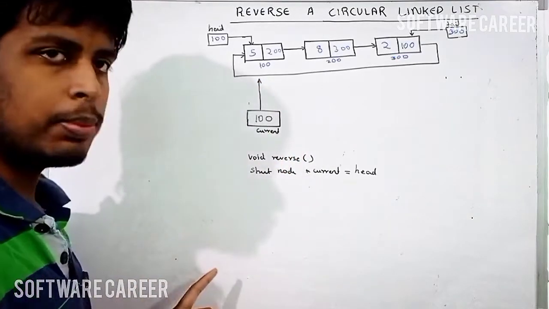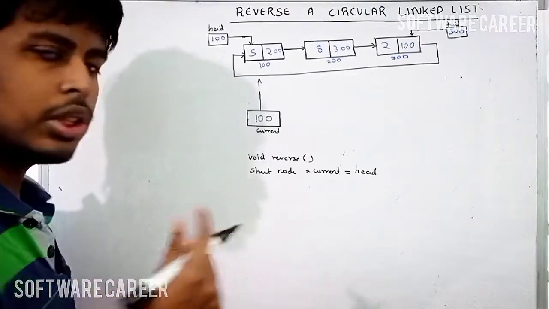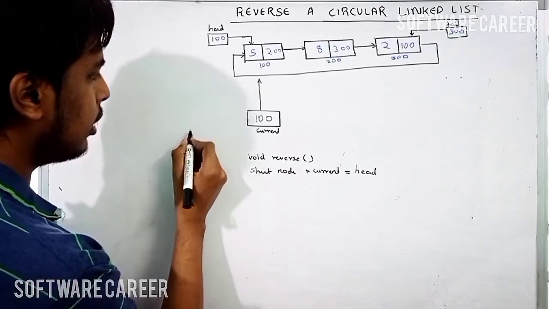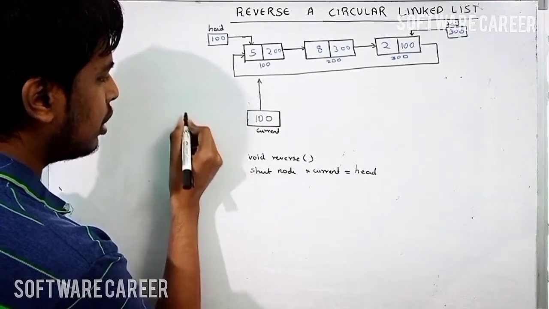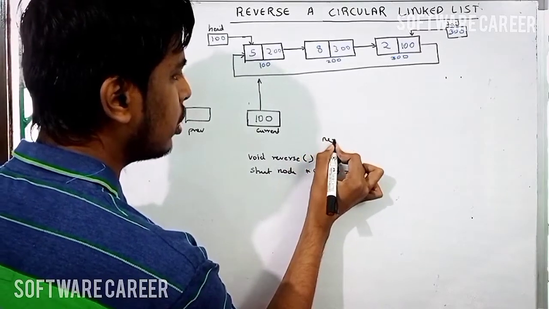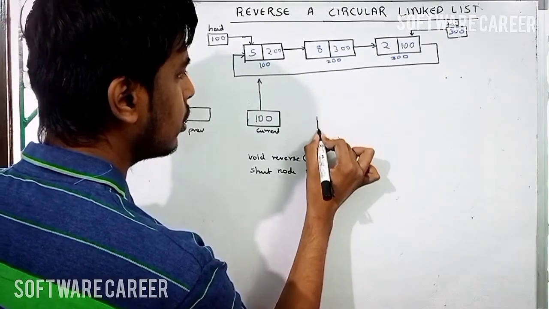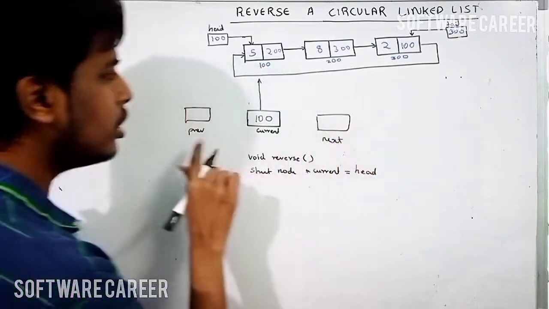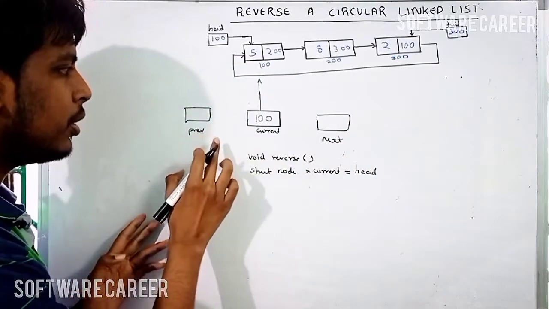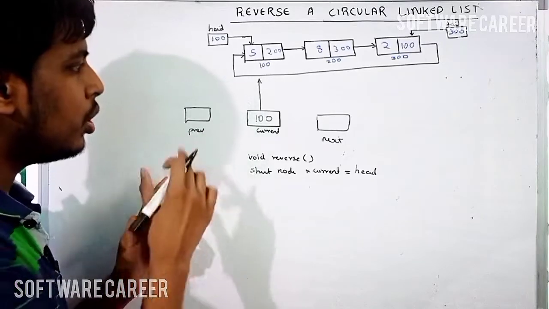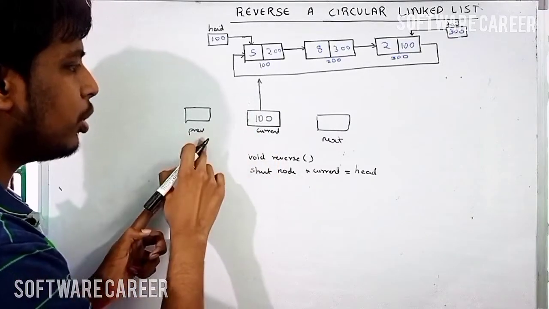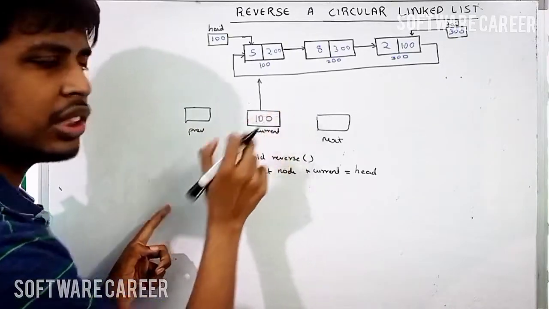Now what is the next step? You should create two more pointers, a previous pointer and a next pointer. So I am creating the previous pointer, and this is the next pointer. Now what are this previous pointer and next pointer? First, the previous pointer points to the node which is before this current node. So previous points to the previous node of current.